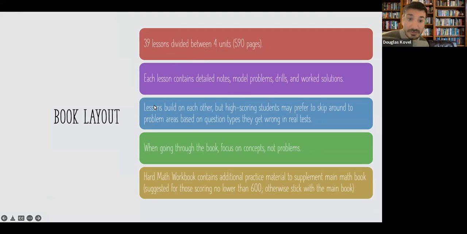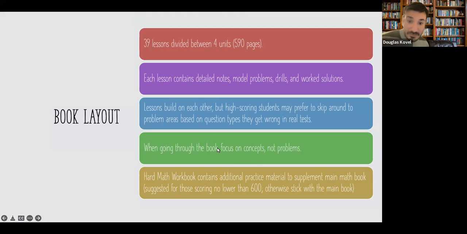One thing I want to note is that the lessons do build on each other, but high scoring students might prefer to skip around to their problem areas based on the question types they get wrong on real tests. But I do recommend, if you have the time, to go through it straight through, at least for the first 3 units, which are the heart of algebra, problem solving, and passport to advanced math. The additional topics of math, again, is only 10% of the test, so that's probably the least priority to go over.